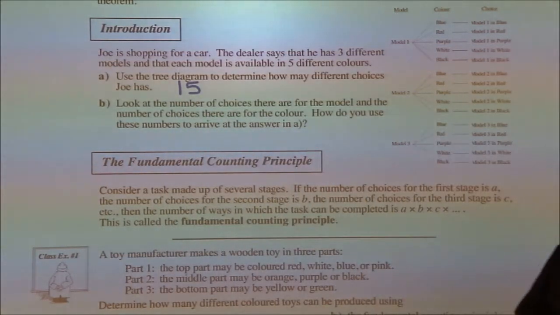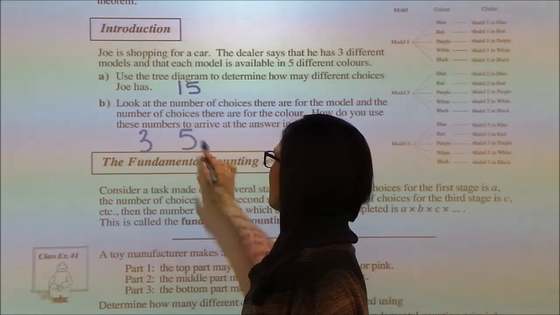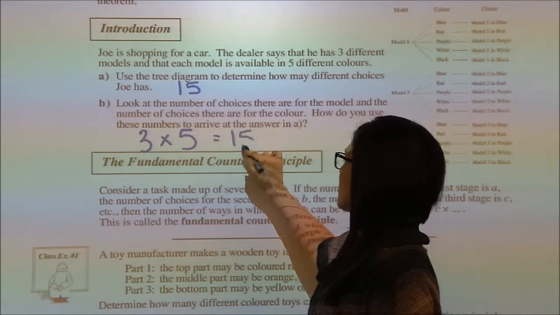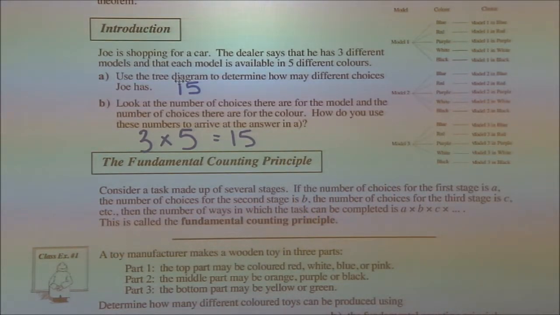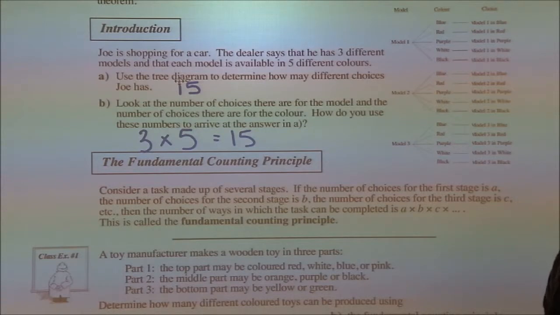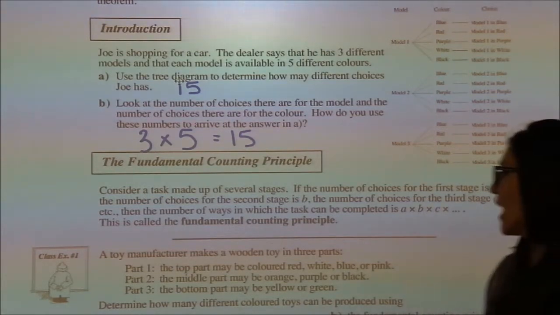How many models does he have to choose from? 3. How many colors? 5. How could I use 3 and 5 to get to 15? 3 multiplied by 5. That basically is the fundamental counting principle. It says if you have a task that's made up of several stages, and if you have A choices for the first stage, B choices for the second, C for the third, etc., the total number of ways that the task could be completed would be A times B times C, times however many stages that you have.